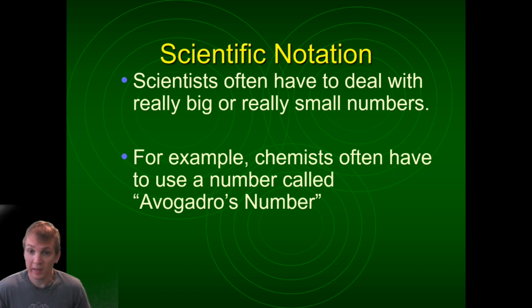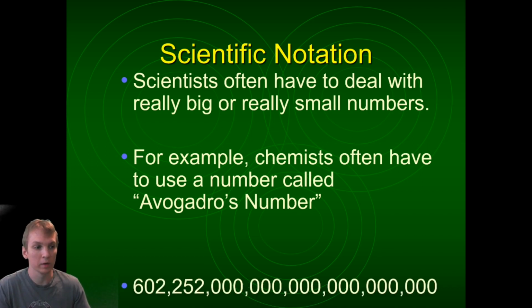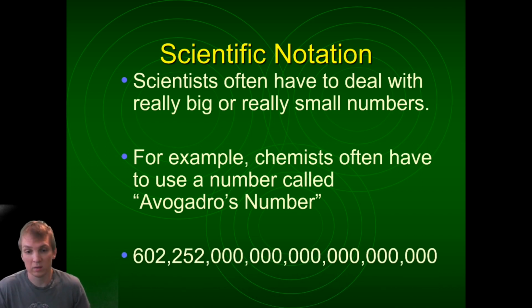And we have to be really careful when we're dealing with really big or really small numbers that have a lot of zeros or not enough zeros, because we want to make sure our math is right. So I've got an example for you. For example, in chemistry, we often use a number called Avogadro's number, and it's a very large number. It's this number right here. It's 602,252, and then a whole bunch of zeros behind it.